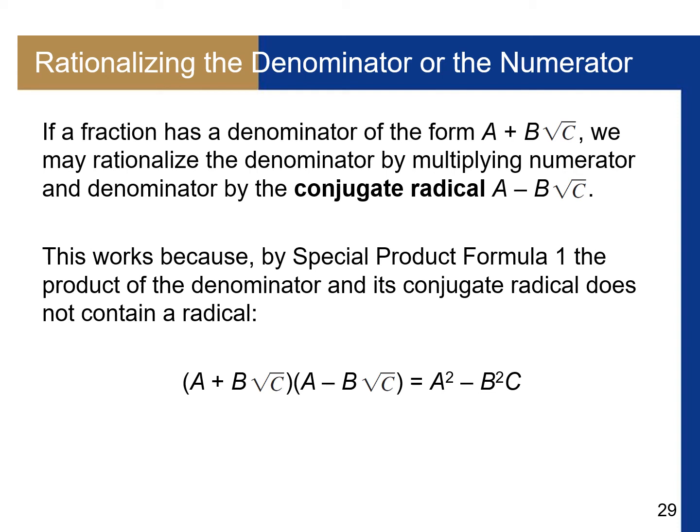Notice that if I have a plus b times the square root of c, the conjugate, I'm just changing this sign to be negative. Why? Because when I multiply these together, I get a difference of squares, and then it will get rid of my radical, because the square root of c times the square root of c is c. That is the whole reason why we use the conjugate, because we're making it look like a difference of squares.